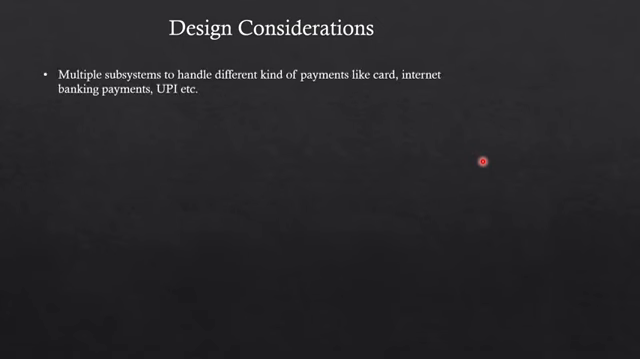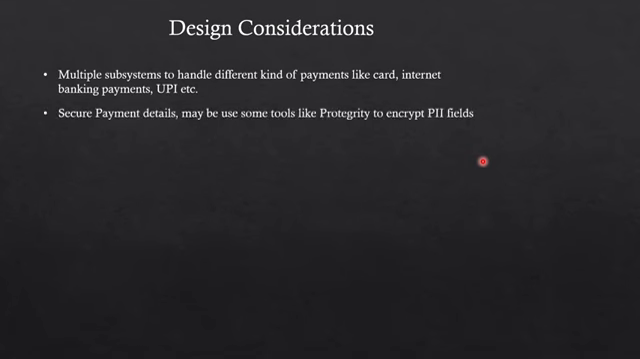Now we'll look at some of the design considerations for this particular system. So what all things we should consider? First is multiple subsystems to handle different kinds of payment. You should not burden one module of your application to handle all the payments. You should have small services to handle a simple transaction or a simple payment type, like one service or one API to handle your card payment, another API to handle internet banking and UPI, because all these three are not related. So different types of payment will follow a different procedure, and that is why they should all be decoupled.